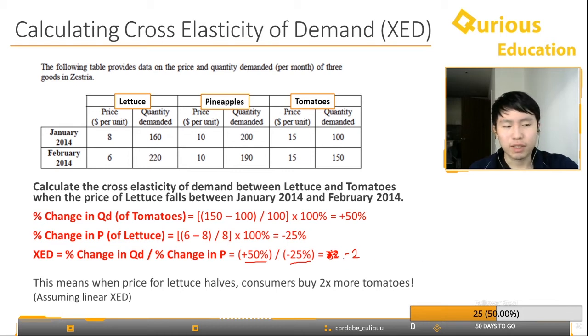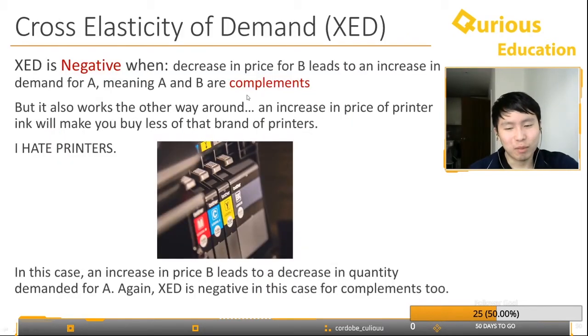So to interpret this number, this basically just means that if the price of lettuce decreases by 25%, people would demand 50% more tomatoes. XED is negative when they're complements, but positive when it is the opposite of a complement, right? So the opposite of a complement would be a substitute, which we would jump into later. But for complements, it also works the other way around.